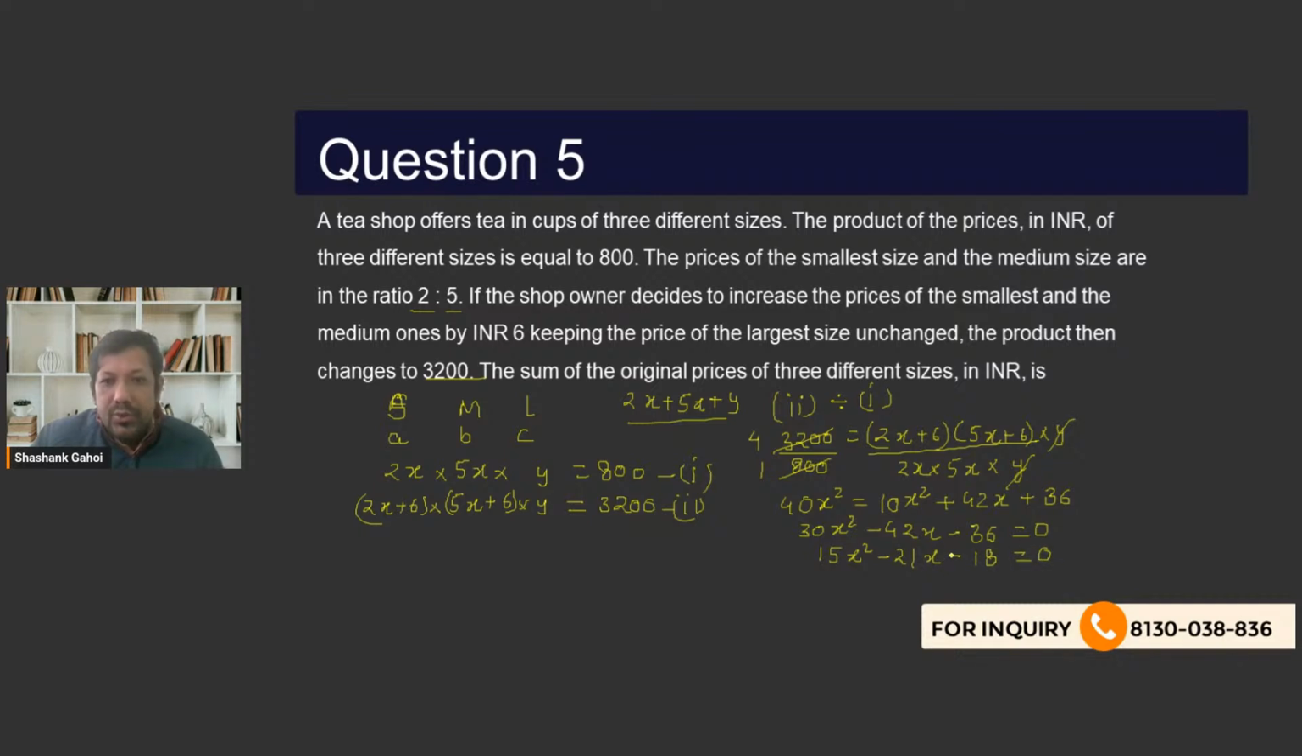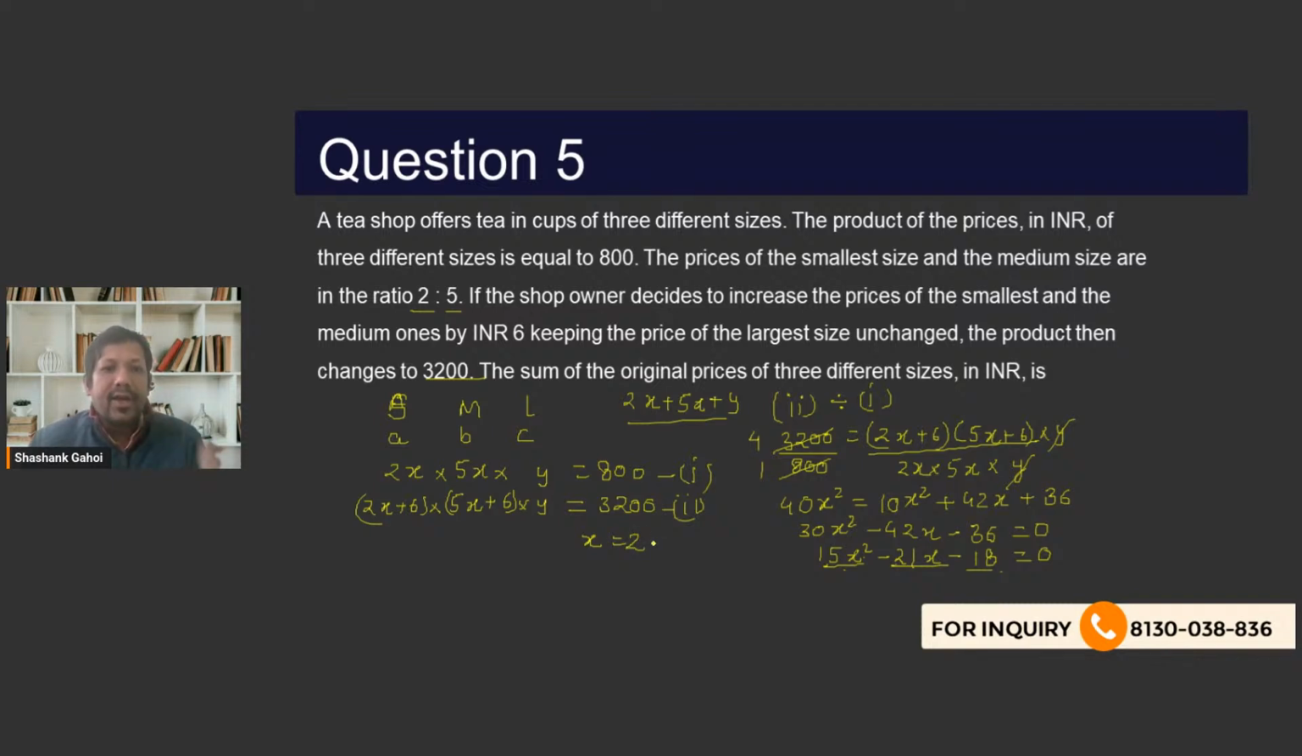So it looks a little trickier. What I can do is just go by hit and trial. If I put x equal to 1, this equation becomes negative, it is not equal to 0. If I put x equal to 2, this is 15 into 4, so 15 into 4 is 60. Then 21 into 2 is 42 and this is 18. So basically 60 minus 60 is going to be 0. So from here we can figure out that the value of x is 2.